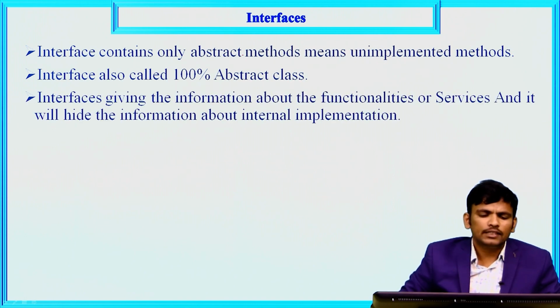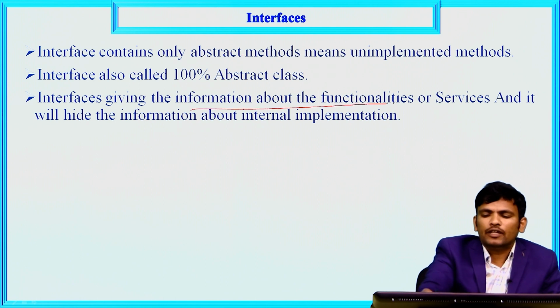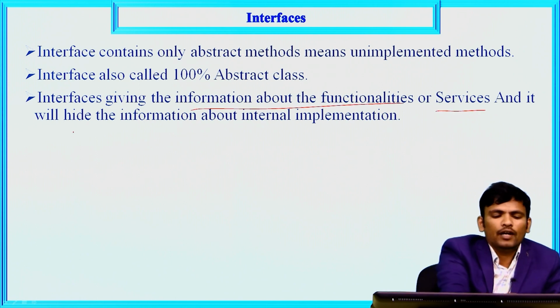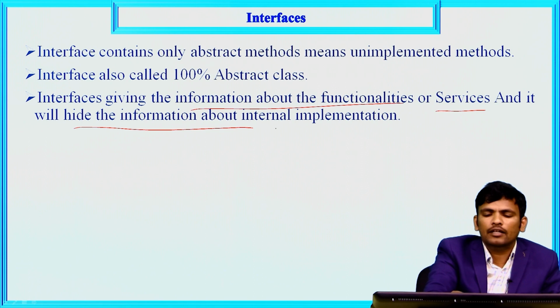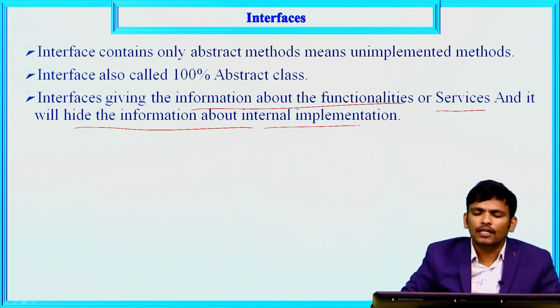So an interface gives the information about the functionality and services, while hiding information and internal implementation. If you want to hide any functionality and services from a class, simply use the interface concept, so that any child class that tries to implement this interface is responsible for implementing those services and functionality.